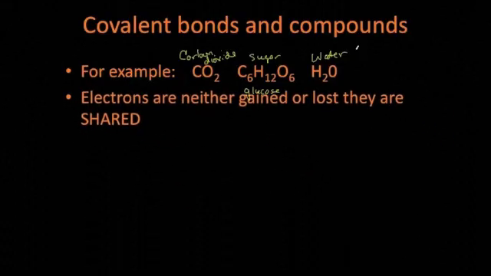So in covalent bonds, electrons are neither gained nor lost. They are shared, okay? So the electrons are being shared between 2 or more atoms. Okay? And that concludes our discussion for today.